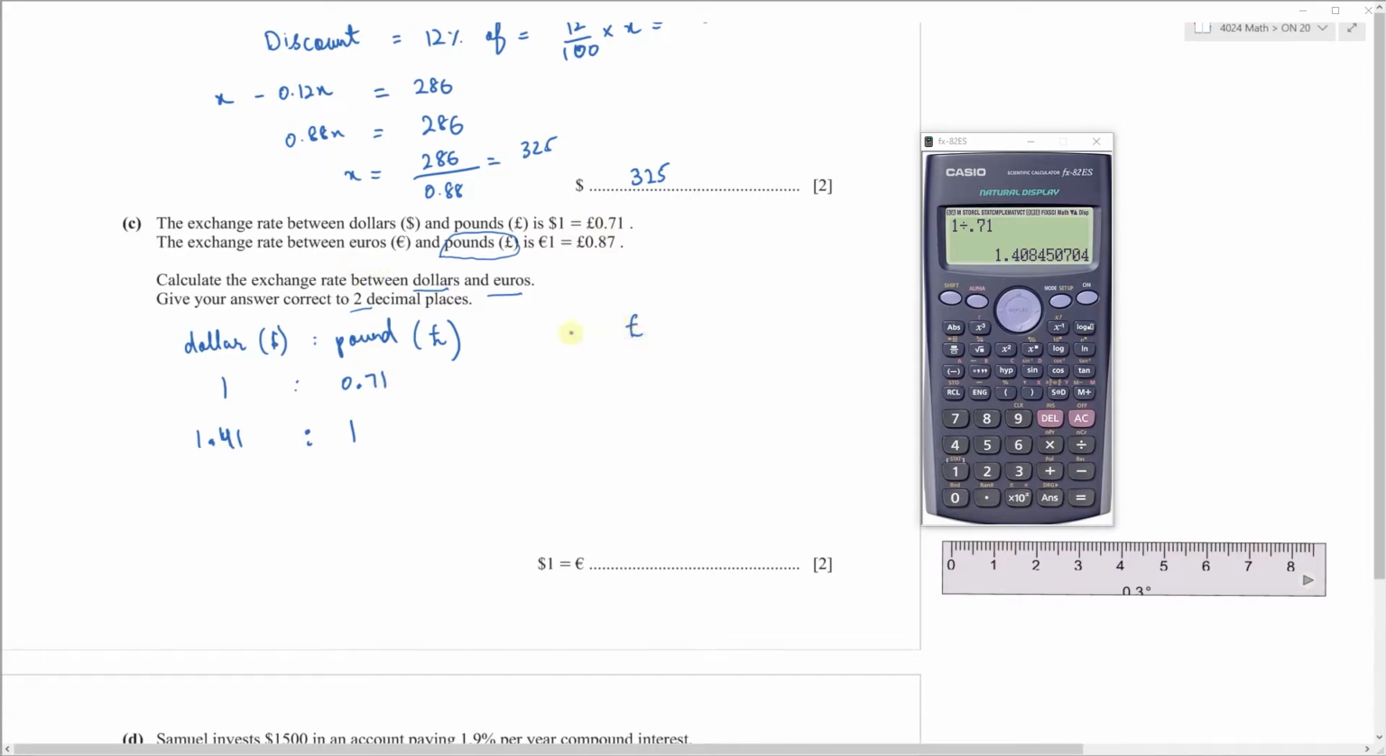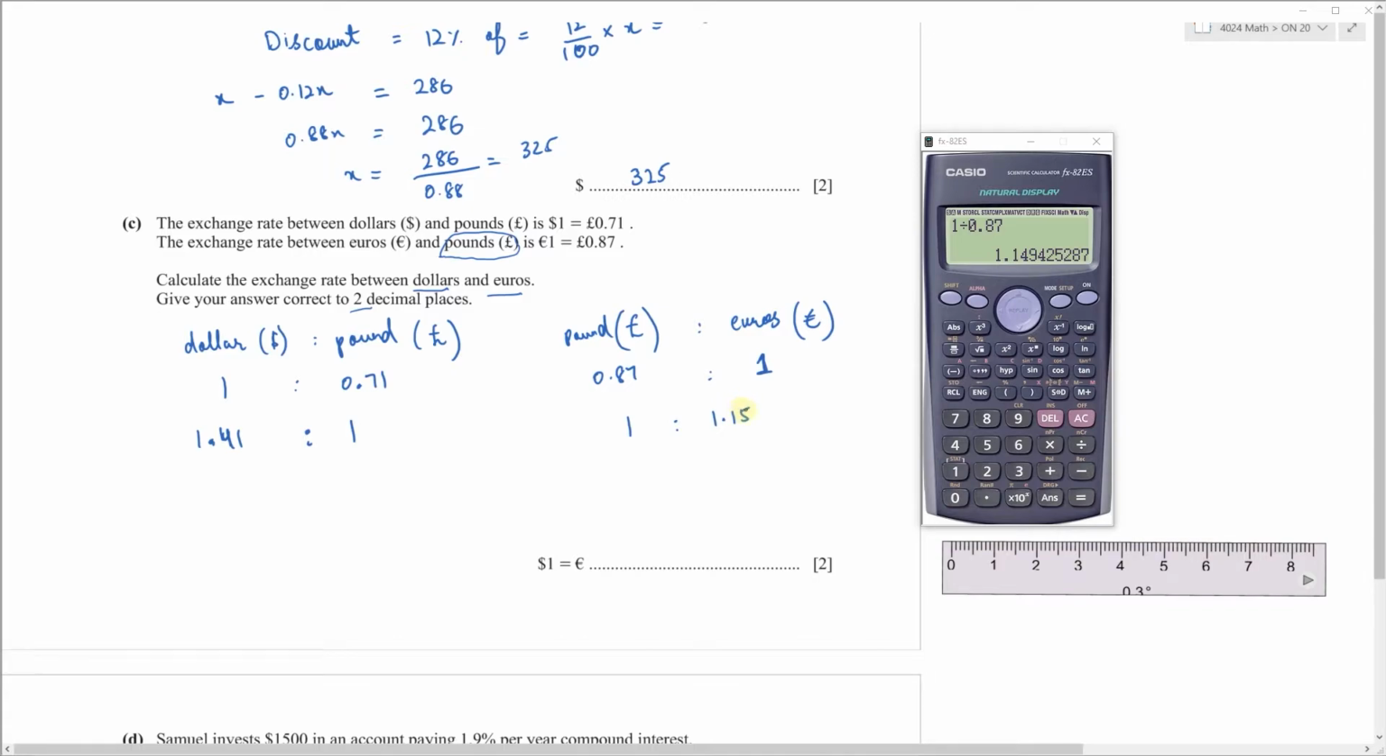Similarly I need to calculate 1 pound is how much euros. So again, pound ratio euros. So you're given 1 euro is 0.87 pound. So 0.87 pound is 1 euro. So calculate 1 pound is how many euros? 1 divided by 0.87. So 1 divided by 0.87, this will give you 1.15. So I'm keeping it up till 2 decimal places since the final answer is also required in 2 decimal places here.